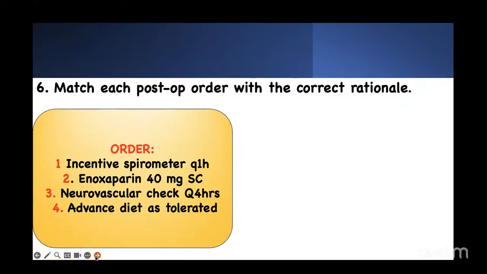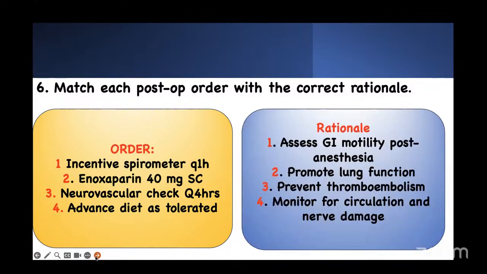Incentive spirometer every hour. We're giving them enoxaparin, neurovascular check every 4 hours, and we're going to advise their diet as related. Well, what is the reason why you're doing it? One, assess GI motility, promote lung function, prevent thromboembolism, and monitor for circulation. So pair the order and the rationale. What do you think? I know you know it because you watch adapting class. So what do you think? You can put in your answer choice, right?